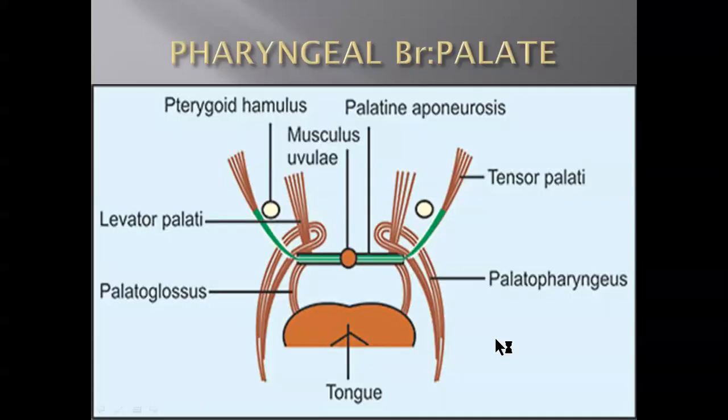Now coming to the palate, as we know, we have the palate. We have five muscles over here in the palate, the soft palate to be more precise. We have the tensor palatini, and all these muscles are innervated again by your cranial root or the vagus nerve.